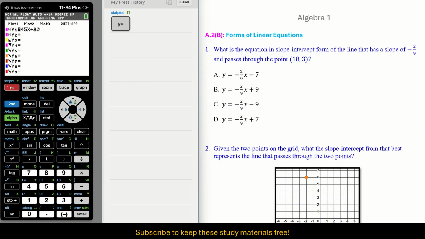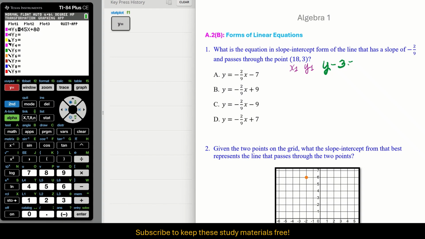Okay, so that being said, let's identify 18 as our x1 and 3 as our y1. So then we set up our formula. y minus 3 equals negative 2 over 9, which is our slope, and then x minus 18. Okay, now we have it set up. We can solve it or go ahead and carry it all the way through.